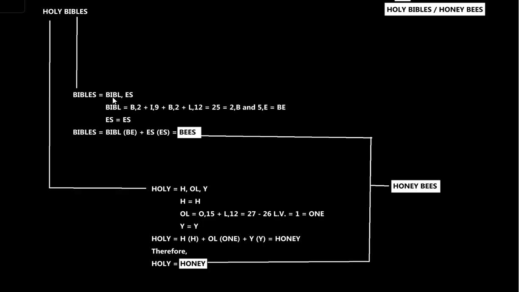Rearrange the letters in Bibles to B-I-B-L and E-S. The letters in B-I-B-L add up to 25. Separate and translate: 25 equals 2B and 5E, which is BE. Therefore, BIBL becomes BE. The ES remains the same. Therefore, Bibles becomes bees. This means that if holy becomes honey and Bibles becomes bees, then Holy Bibles becomes honeybees.